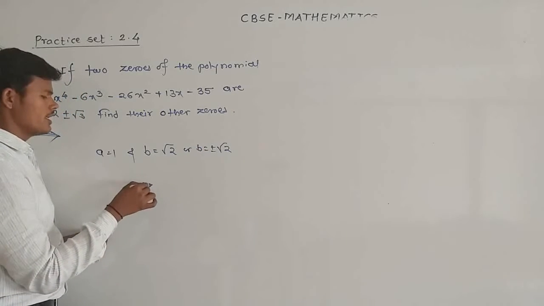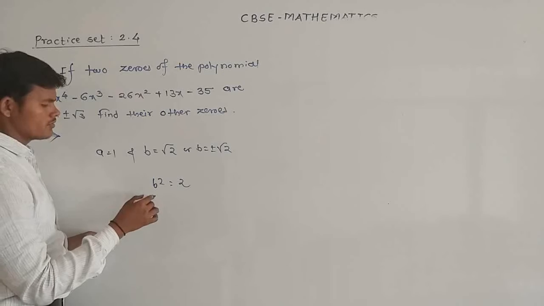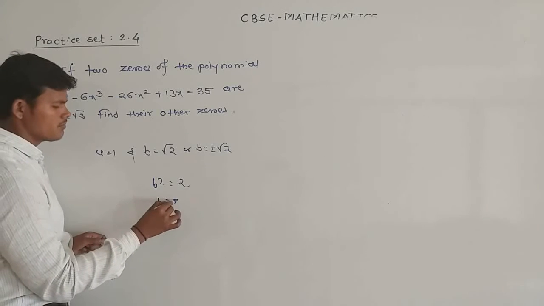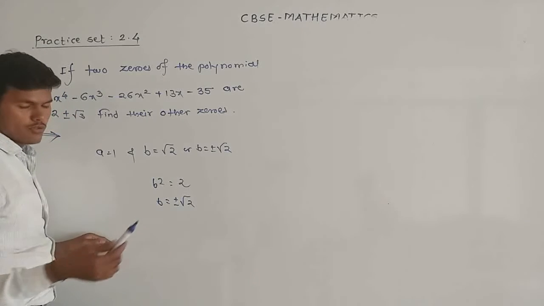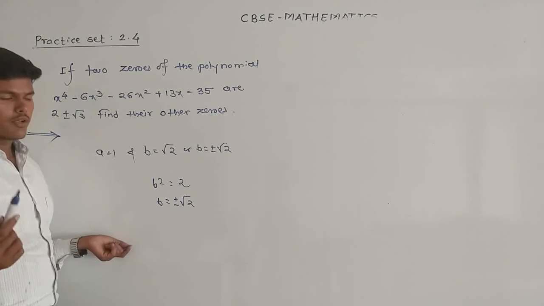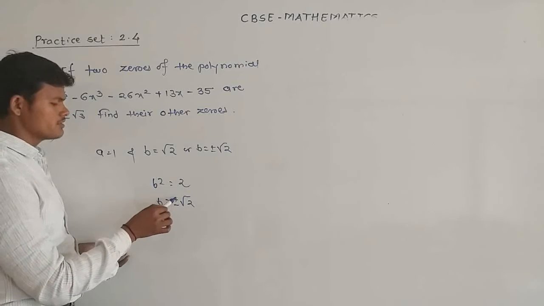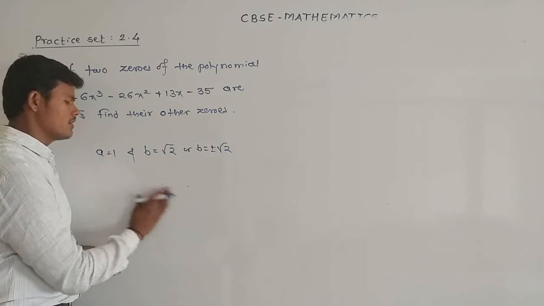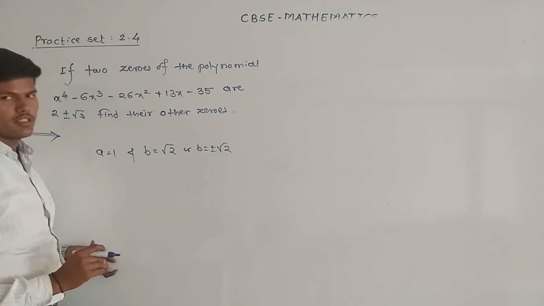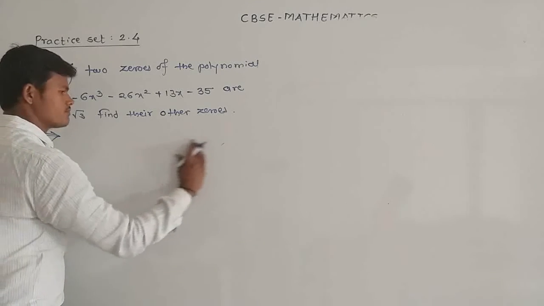Why? Because we get b square is equal to 2, and after taking its square root, we get the value of b as plus or minus under root of 2. Why? Because we all know that the square of every negative number is always positive. That's why the value of b is plus or minus under root of 2. So the value of a is equal to 1 and the value of b is equal to plus minus under root of 2. Now question number 4.